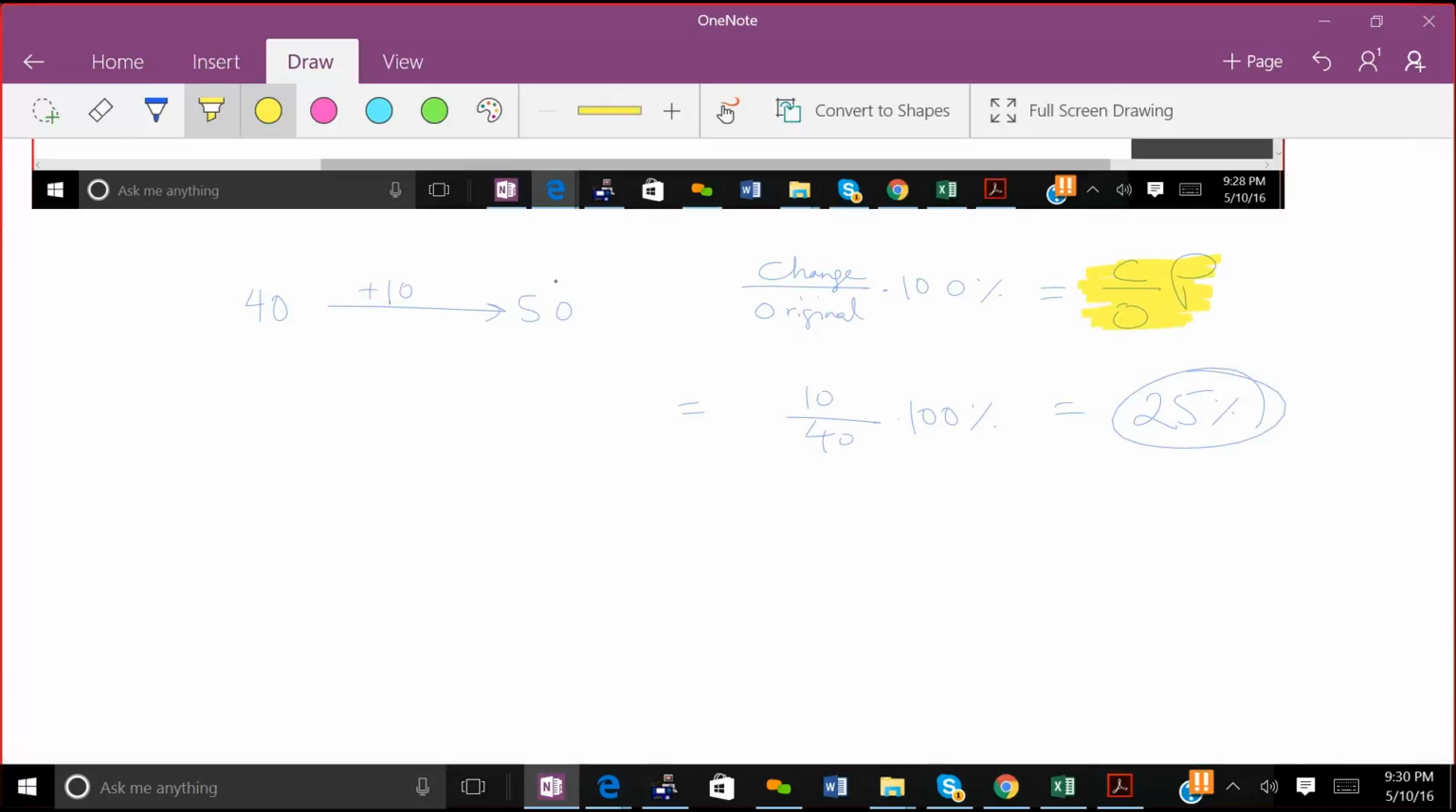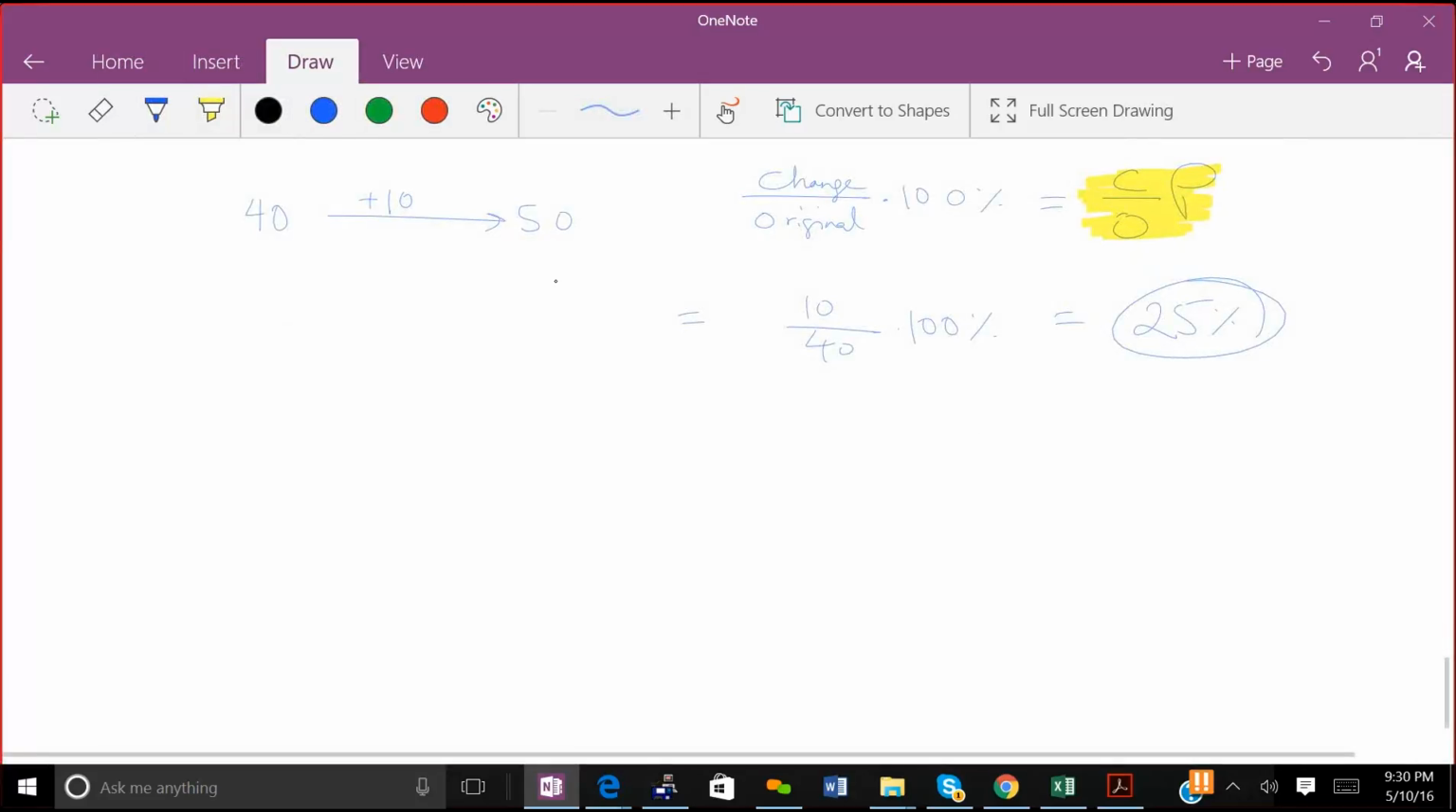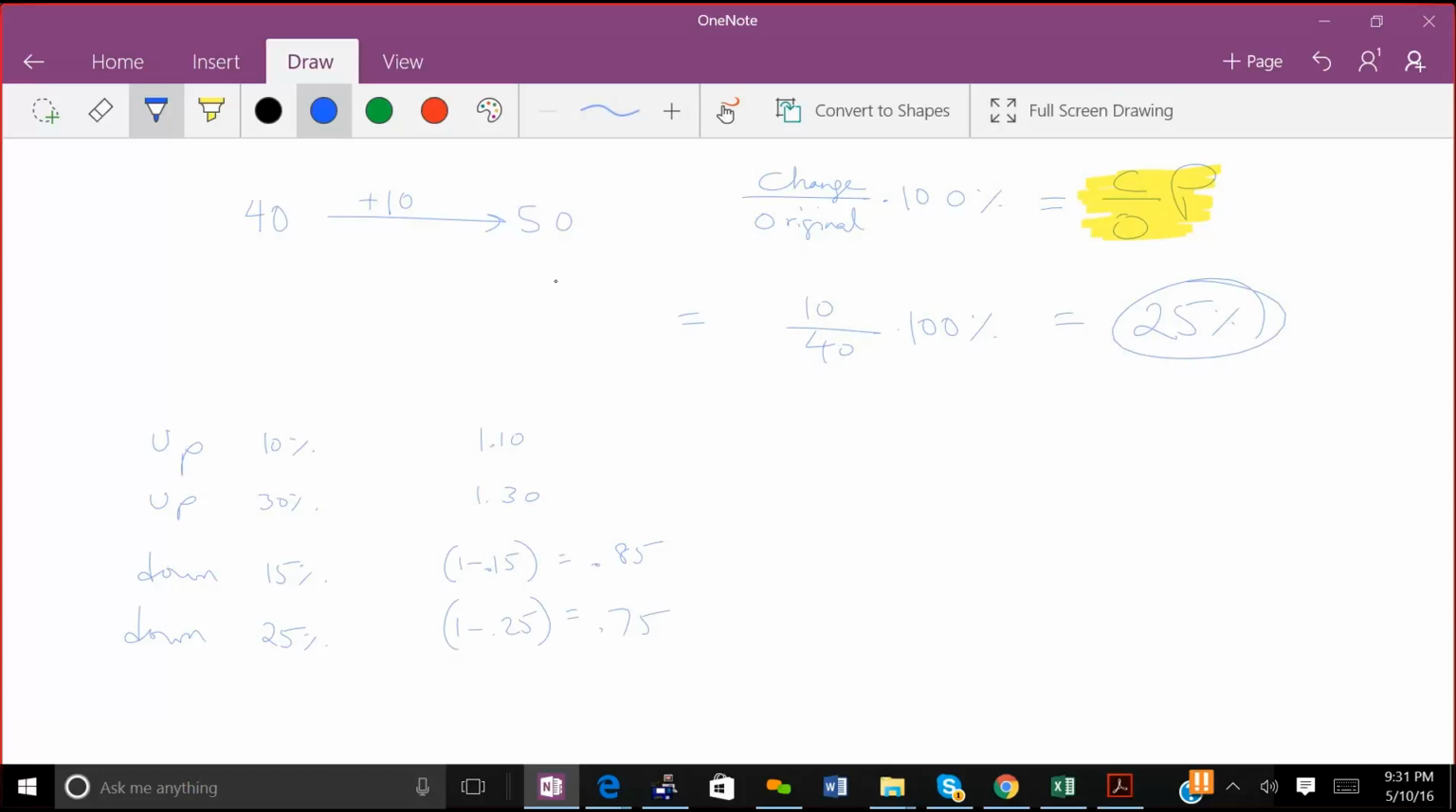Another important app for the exam is, let's say something goes up 10%, you need to multiply it by 1.10. If something goes up 30%, you need to multiply by 1.30. If something goes down 15%, you need to multiply by 1 minus 0.15, which is 0.85. If something goes down 25%, you need to multiply by 1 minus 0.25, or 0.75. You need to know this so you can do things much quicker.